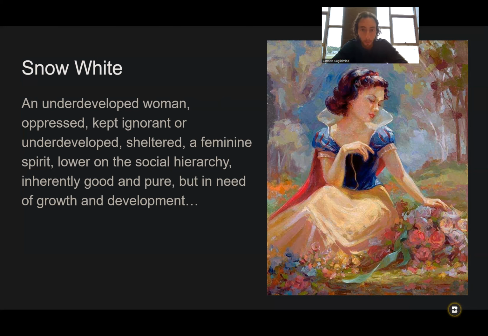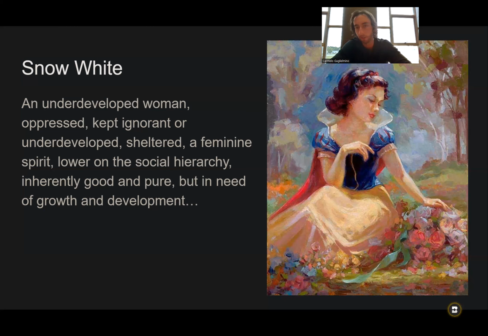She's kept ignorant, okay? That could be, again, the Freudian, right? A child who is kept too sheltered. That could be the Socratic lens, someone who is trapped in ignorance, trapped in a world of ignorance and illusions. And she is sheltered. Now that's 100% Freudian, right? We're going to focus on children who are sheltered.